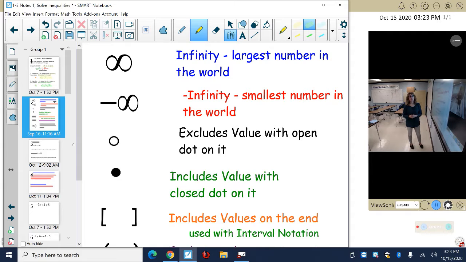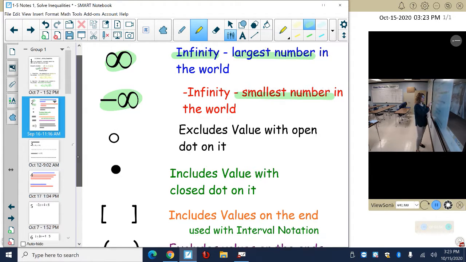And here are some other symbols that we will have. Okay, we have the infinity symbol and the negative infinity. Infinity symbol is the largest number in the world, and then negative infinity is going to be the smallest number in the world. Super important that you get that.